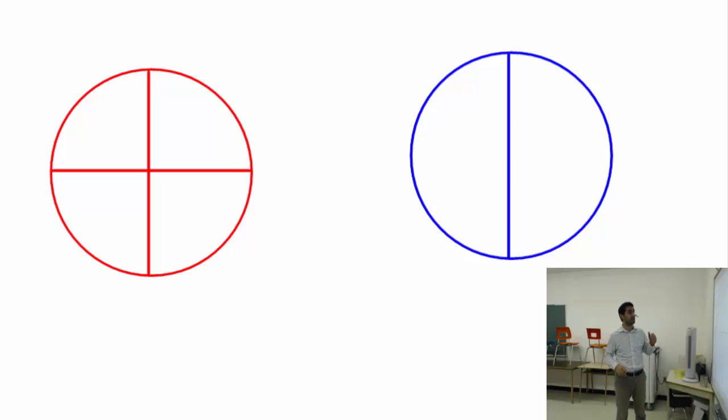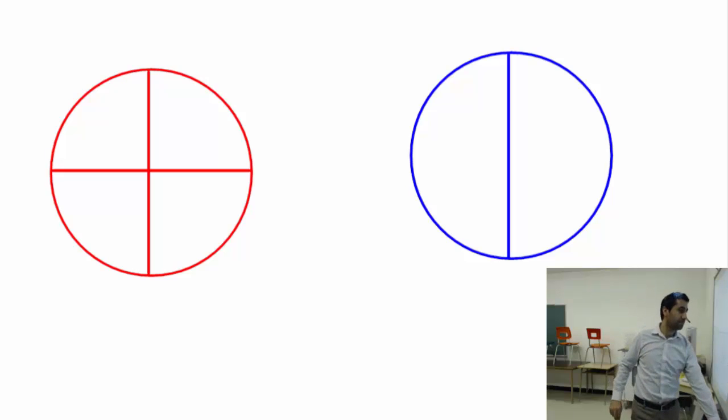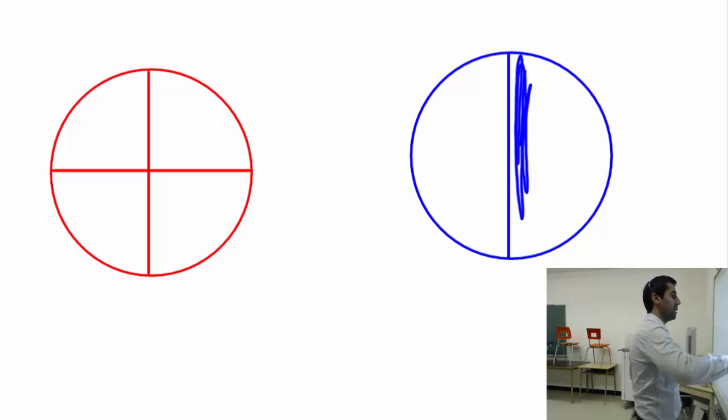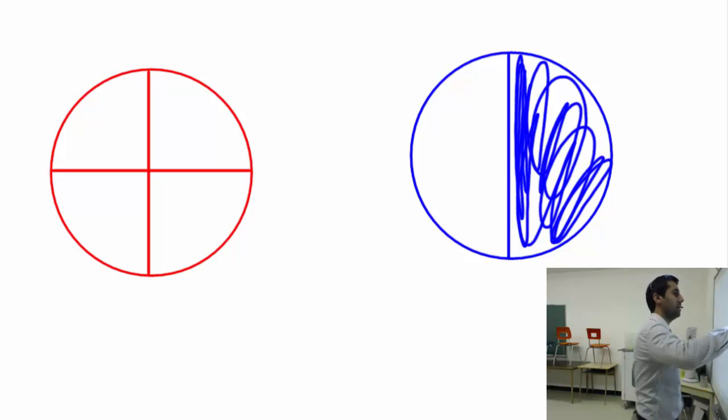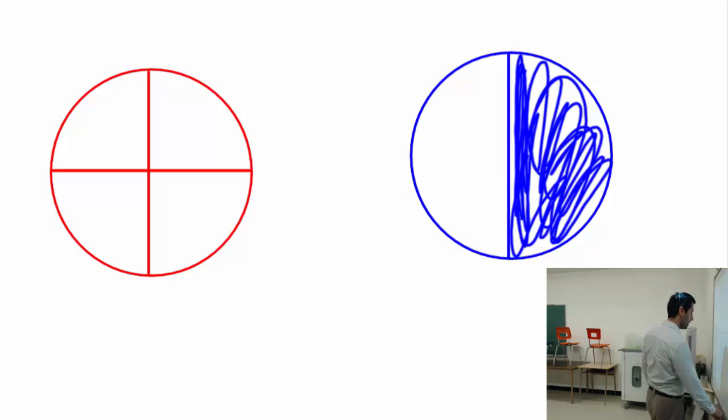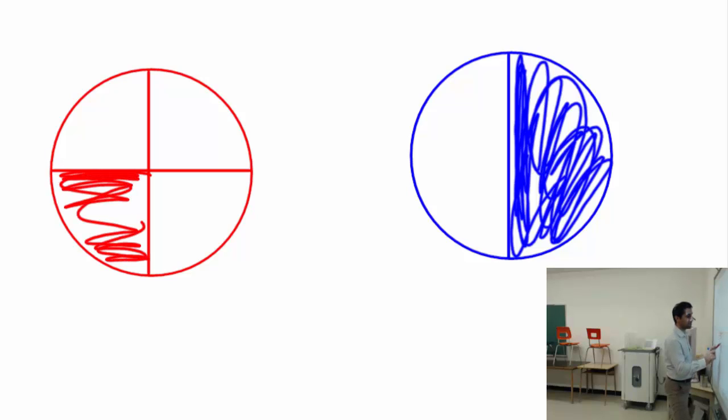So, let's look at this example. I have three identical circles here. On the left, the red one is divided into four equal portions. On the right, it is divided into two equal portions. So, let's say this part is colored in blue, and let's color this piece in red, and let's also color that piece in red.